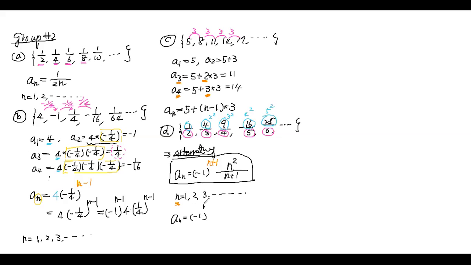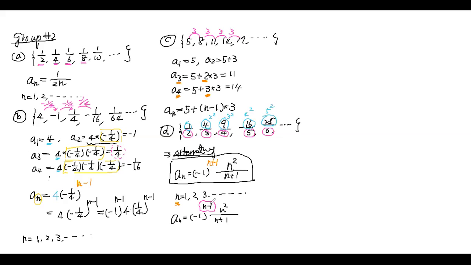Negative 1 to the n minus 1, this is n squared plus n plus 1. Can I do that? And I say, yes, absolutely. Why? Because let's try n equal to 1. So 1 minus 1 is 0. Negative 1 to the 0 power is a positive. And 1 half is a positive. It's good.